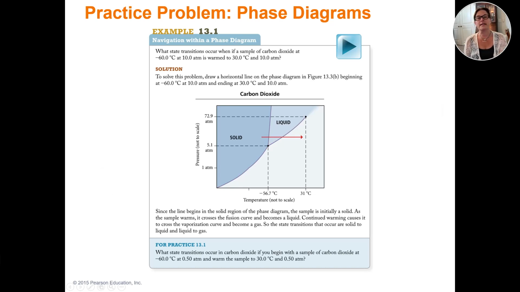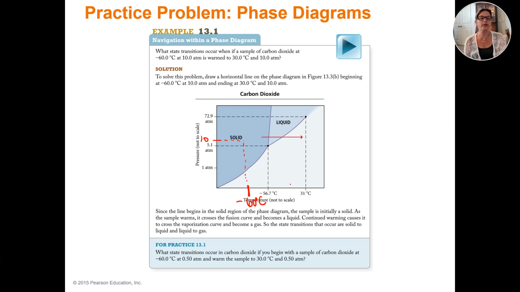So looking at this example, it asks what transition occurs if a sample of carbon dioxide at negative 60 degrees Celsius, so we're going to say, okay, here's negative 60 degrees Celsius, at 10 ATM, so here's 1, 5, so we'll say maybe 10 ATM right there. We should expect it to be in the solid phase.